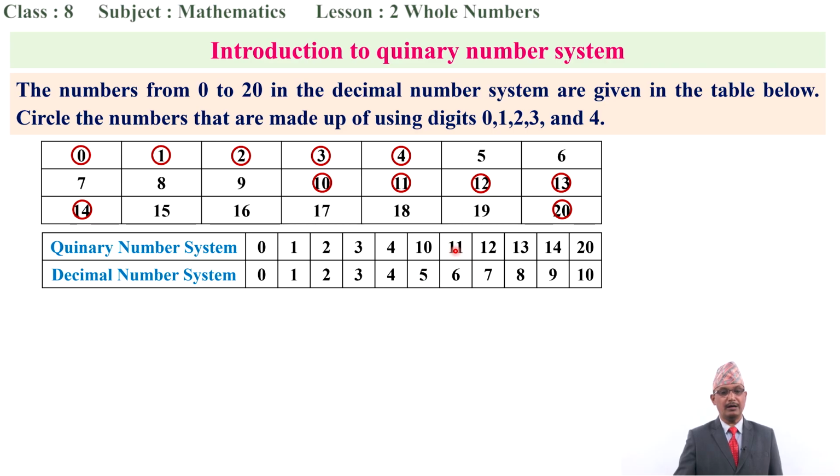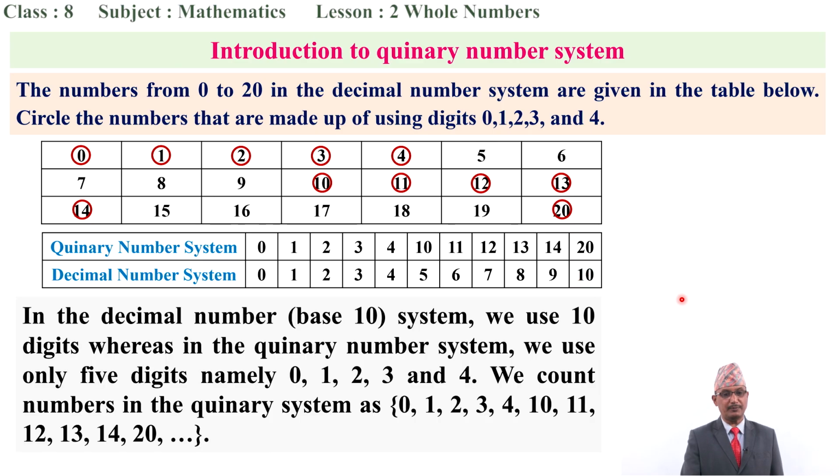Similarly, 1, 1 of the quinary number system represents 6. Similarly, 1, 2 represents 7 of the decimal number system. 1, 3 represents 8 of the decimal number system. 1, 4 represents 9 of the decimal number system. And 2, 0 represents 10 of the decimal number system.